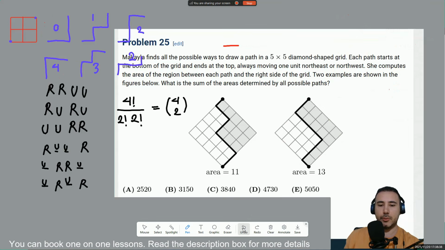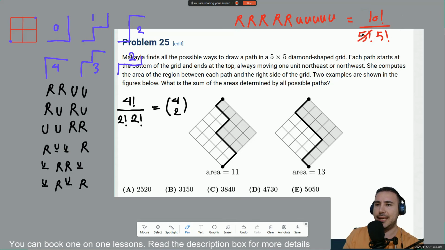How many R's do we need? How many U's do we need? 5 ups, 5 rights. So we need the number of ways we could rearrange these letters. That is going to be 10 choose 5. Or you say, I have 10 letters, I have 5 R's, I have 5 U's. We need to simplify this. Ooh, so I need a little space.